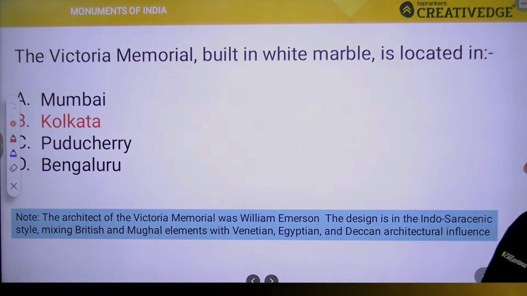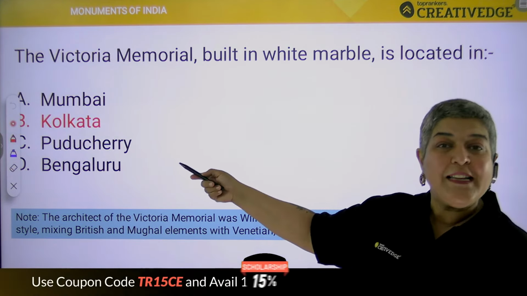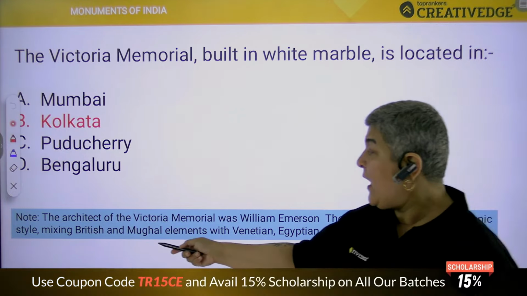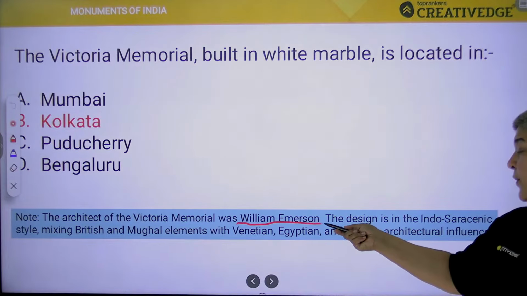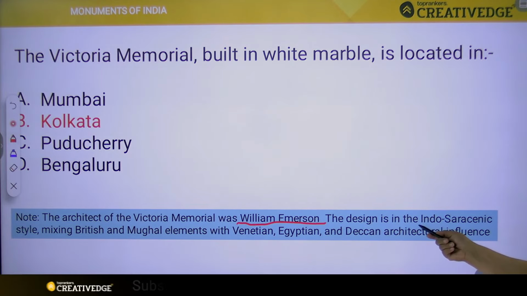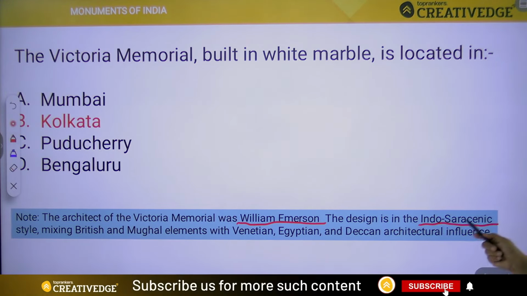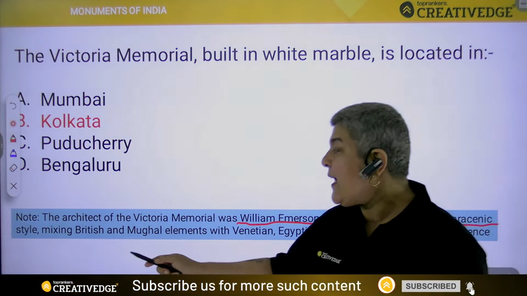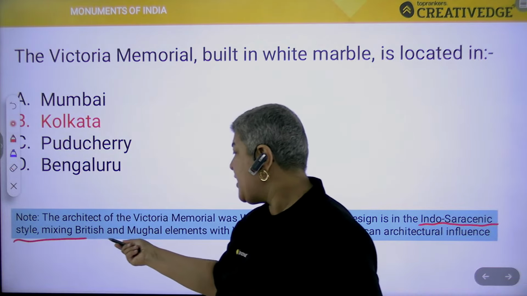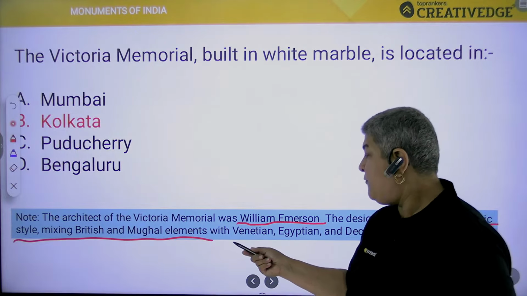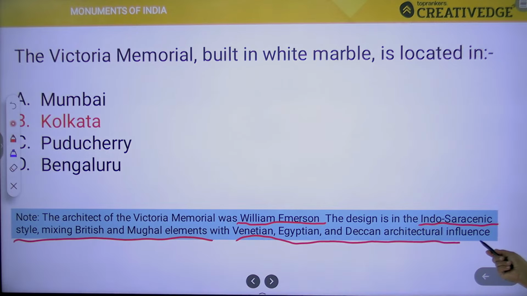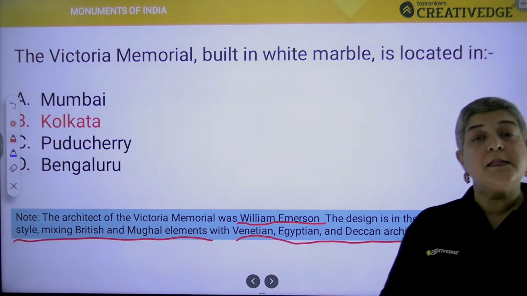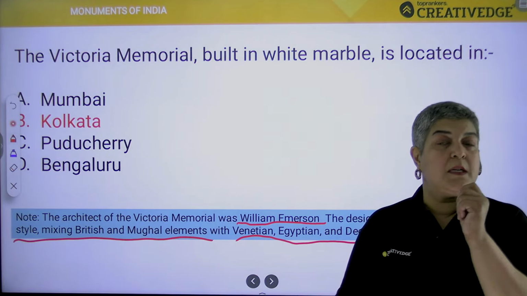Let's move ahead. Victoria Memorial is located in Kolkata. The architect of Victoria Memorial was William Emerson. The design is in the Indo-Saracenic style, mixing British and Mughal elements with Venetian, Egyptian, and Deccan architectural influence. So, guys, you need to remember these terms a little bit.